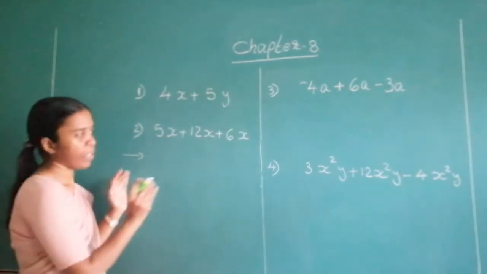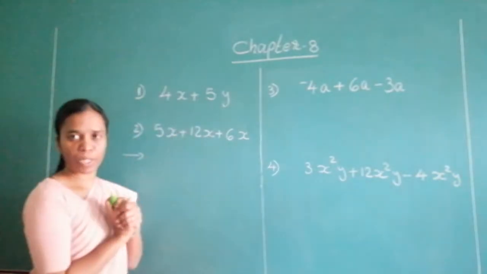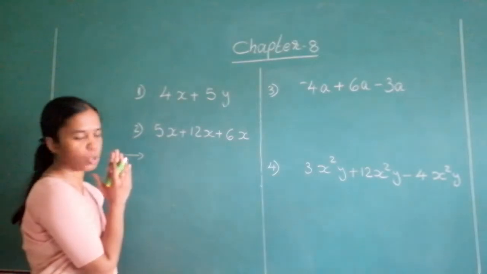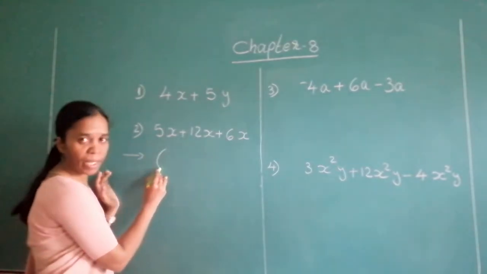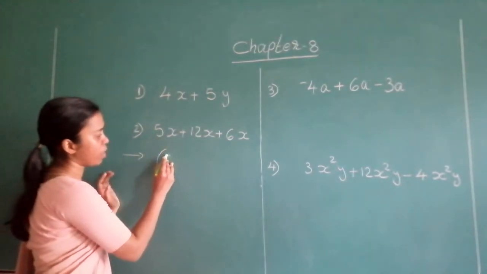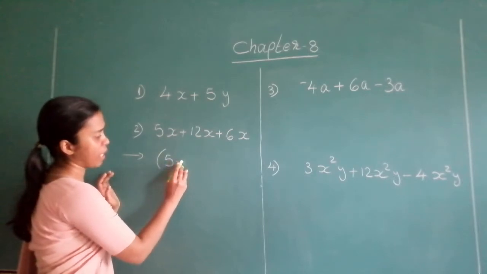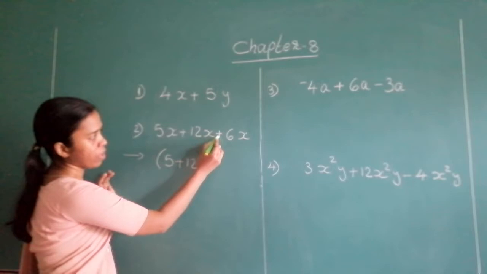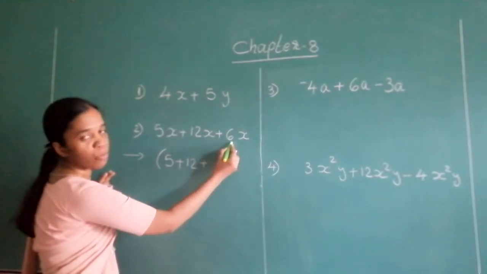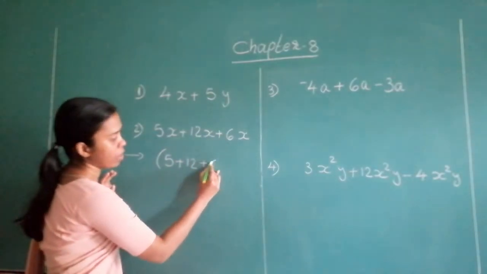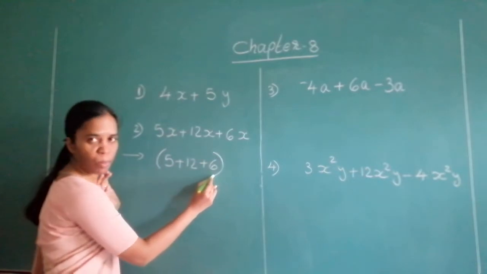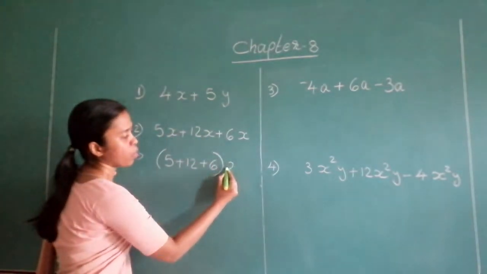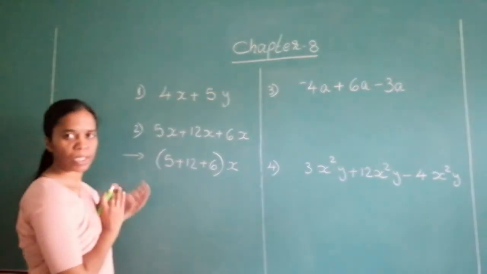We add all the numbers together. That is all the coefficients together. We bring all the coefficients together. Put a bracket. What are the coefficients over here? 5. Put the sign. Plus, which is the coefficient of the second? 12. Plus, which is the coefficient of the third? 6. Close the bracket. Which is the variable throughout? X. So put that variable outside.